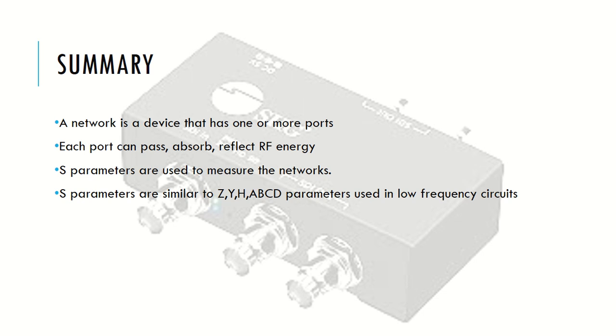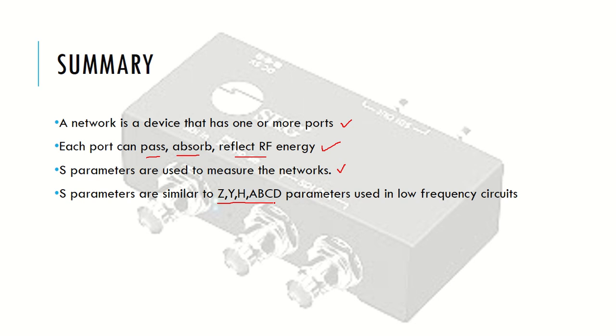So let's have a quick summary of what we saw in this presentation. We saw what a network is. It is any device that contains a port. The purpose of a port is that it passes energy, it absorbs energy, and it reflects energy. And S parameters are used when we come to very high frequency networks because we can no longer use the same Z, Y, H and ABCD parameters. So to measure RF networks, we are not going to use Z, Y, H and ABCD. We are going to use a special kind of parameters which are called S parameters.